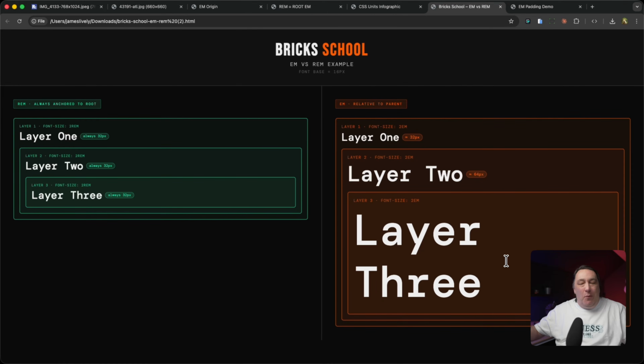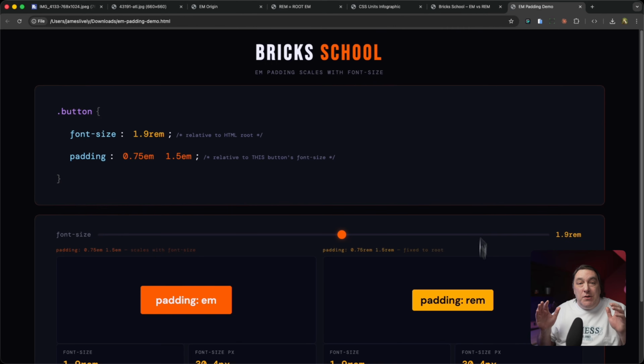So why don't we just delete EM? We can just say, screw it, we never need it. Honestly, it's close to being able to be done. But there is one situation where you would choose EM over REM. The one time that you're actually going to want to use EM over REM is when you need something relative inside of a component.